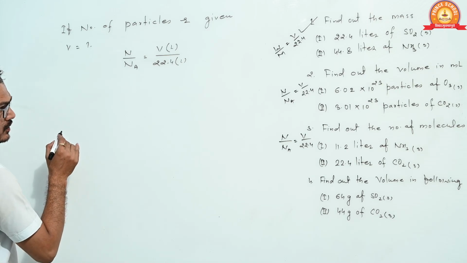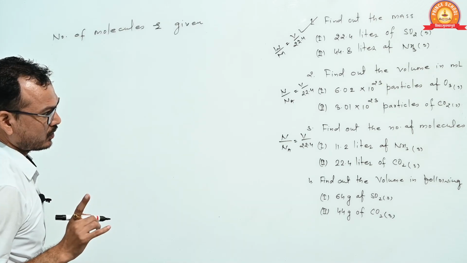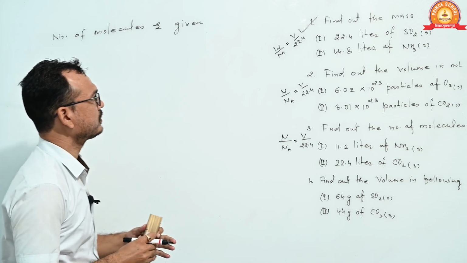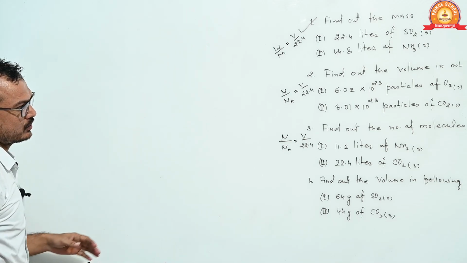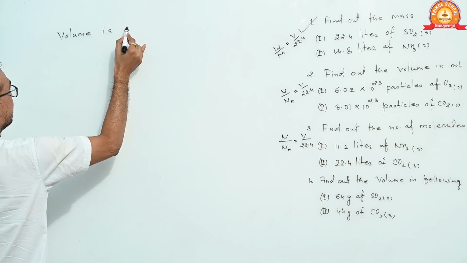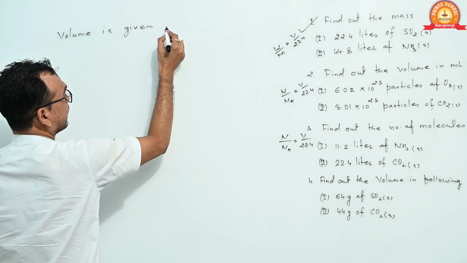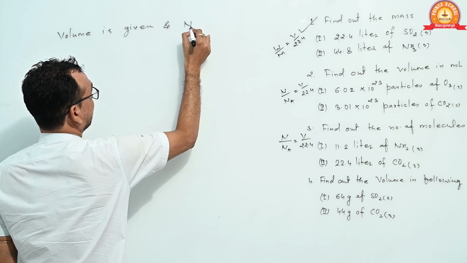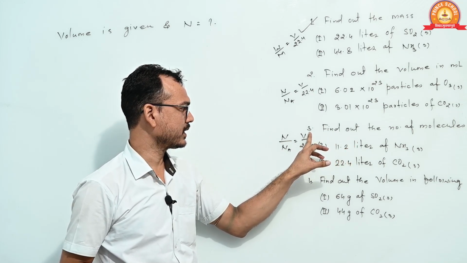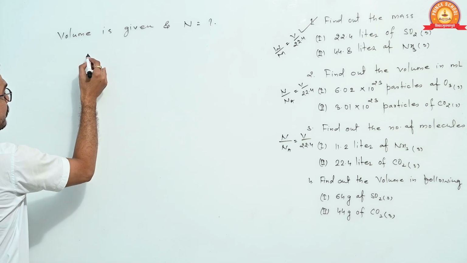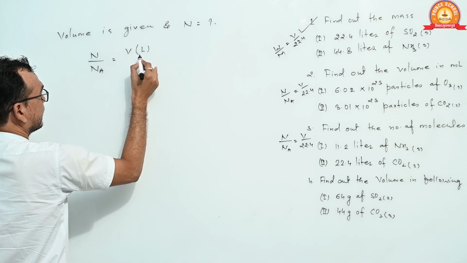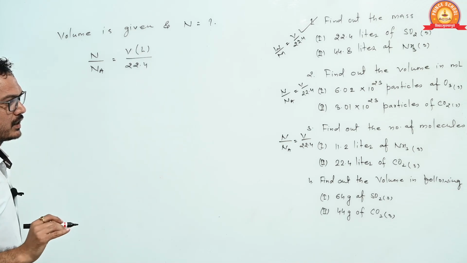11.2 liter of NH3. The number of molecules can be calculated by using the volume. आपको इस क्वेश्चन के अंदर क्या दिया गया है, वॉल्यूम दिया गया है, calculate the number of particles. So we know that N upon Na is equal to volume in liter over 22.4. Is that clear?